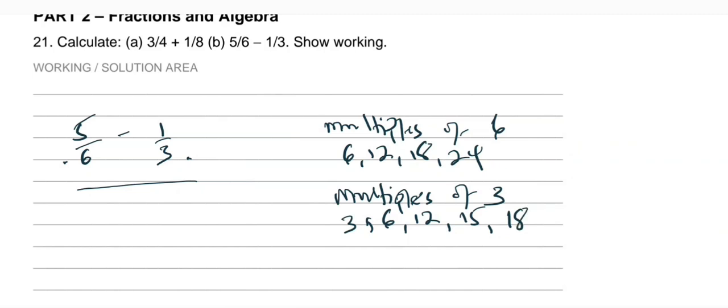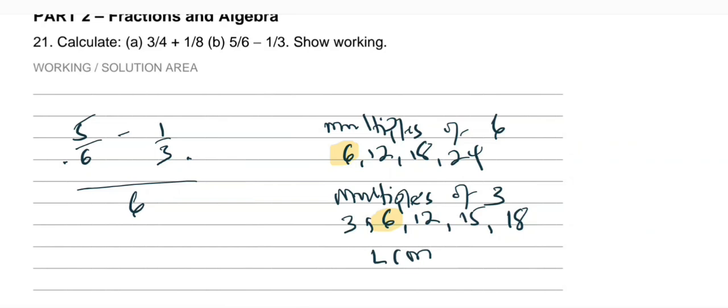So the LCM, the lowest common multiple, is the number that is common here and is common here. So what number is that? 6. Have you seen it? You see that 6 is here and 6 is here. There's 12 and 12 here, but it's not the lowest. Do you understand? So the lowest common multiple for this one will be 6.